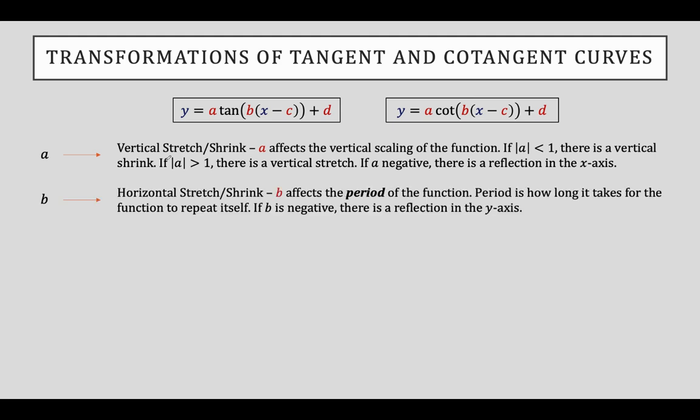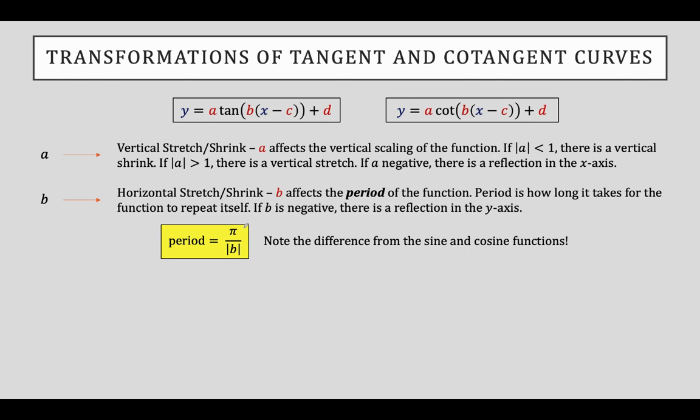B influences the period. Those are our horizontal stretches and shrinks, our horizontal scaling. B affects the period of the function. Period refers to how long it takes for the function to repeat itself. And if b is negative, there is a reflection in the y-axis. To calculate the period for tangent and cotangent functions, period is equal to pi divided by b.